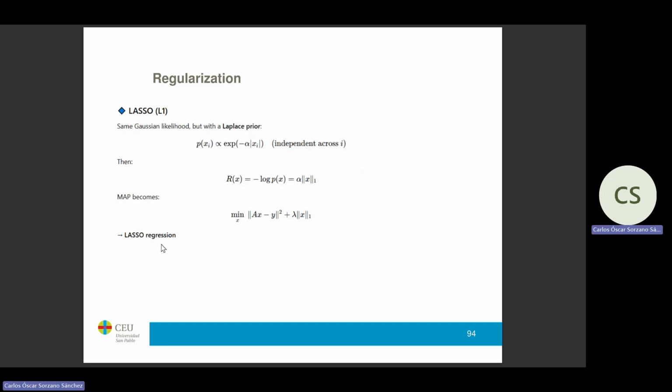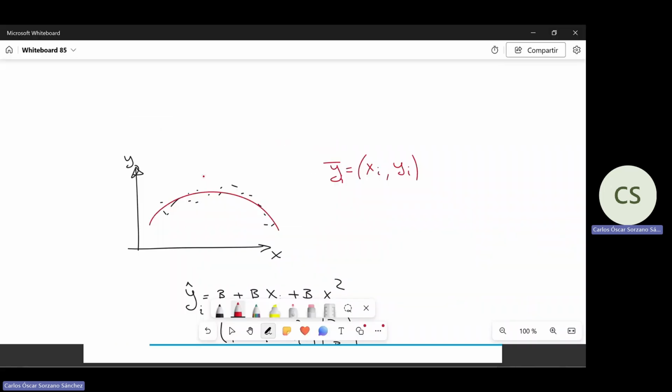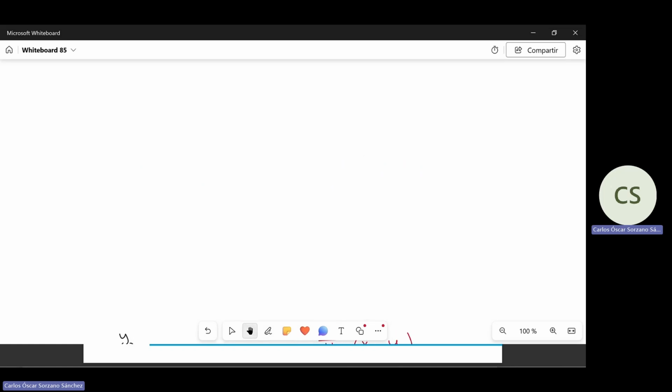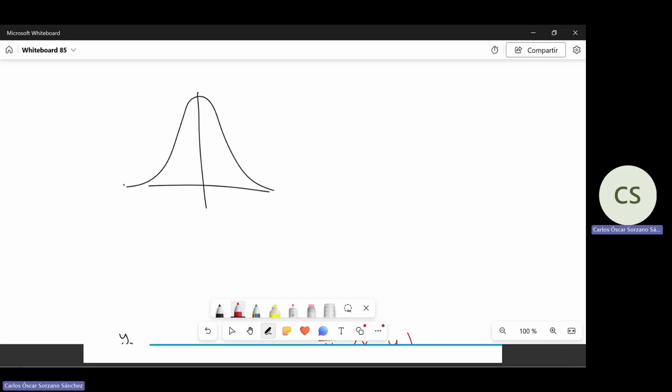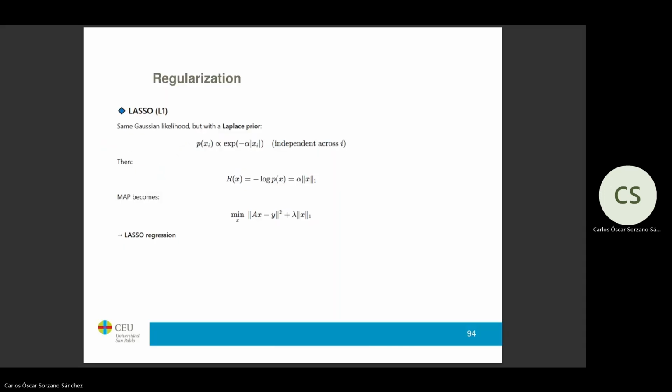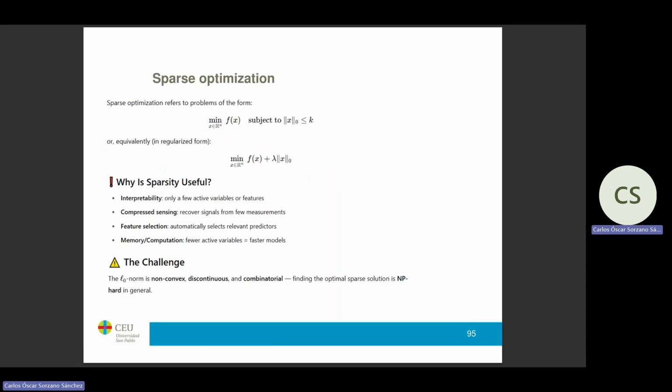So the lasso regression is related to this distribution, and the difference between the Laplace and the Gaussian distributions is in the shape of the tails. So the Gaussian is like this, and the Laplacian is something like this. Okay, good.